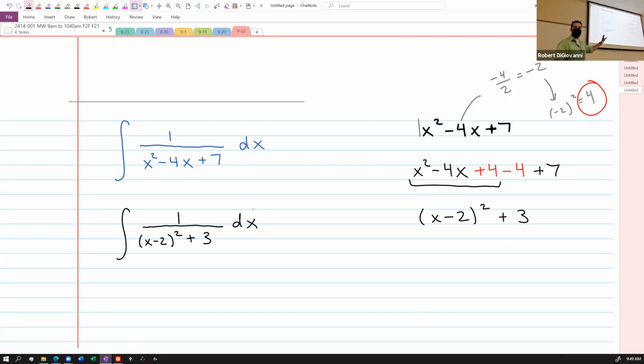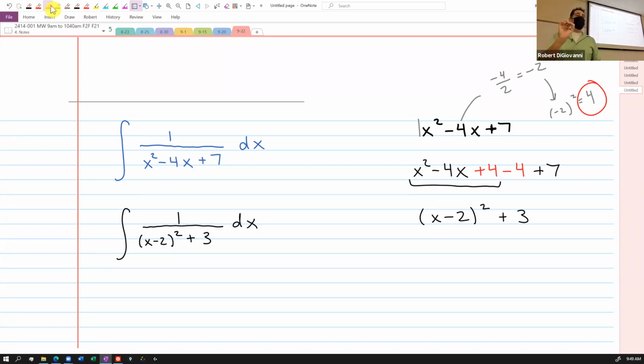That looks better, doesn't it? If you squint your eyes just enough, you kind of have a variable squared. It's not quite just a variable, it's x minus 2, but if you squint your eyes, it kind of looks like something squared plus a squared on the bottom. Kind of.